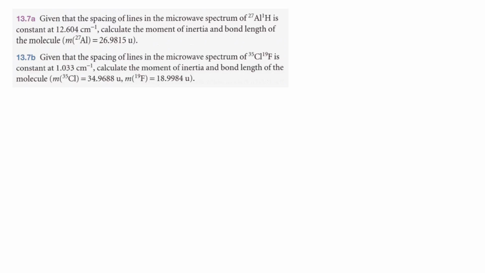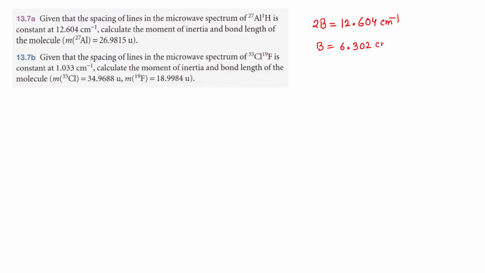Anyway, for the mathematics' sake, we have to do it. 27 aluminium, proton is constant. So obviously the spacing between the lines, what do you know about the spacing of the microwave spectrum? That is 2B. So again, 2b is 12.604, as given. So we can get B, right?